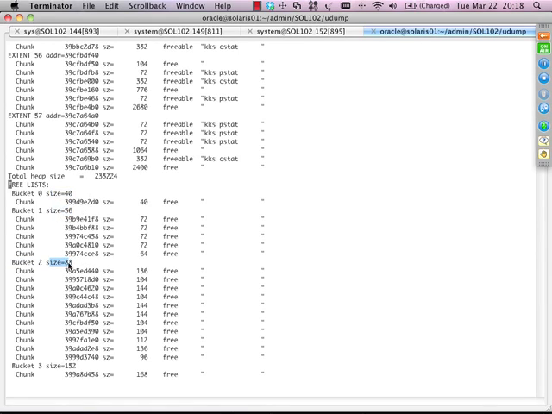You go to this 88, and if you don't find what you want from here, you go to the next size. And if you find a chunk from here, you will split it into what you require, plus whatever remains you will put back to the appropriate bucket.